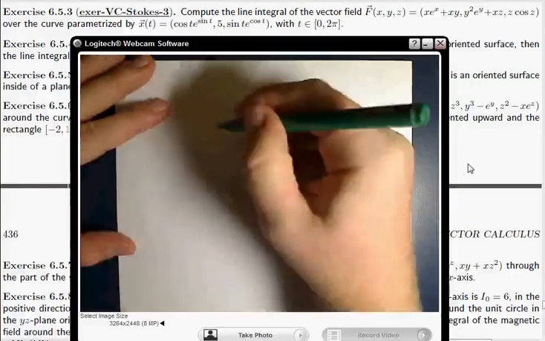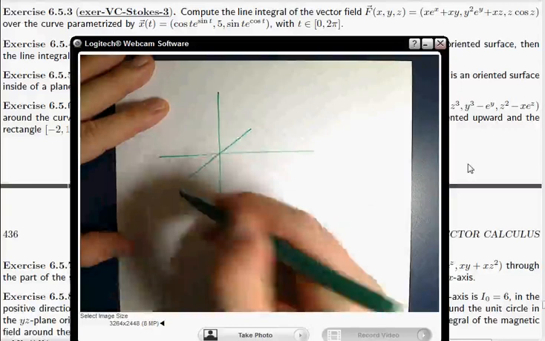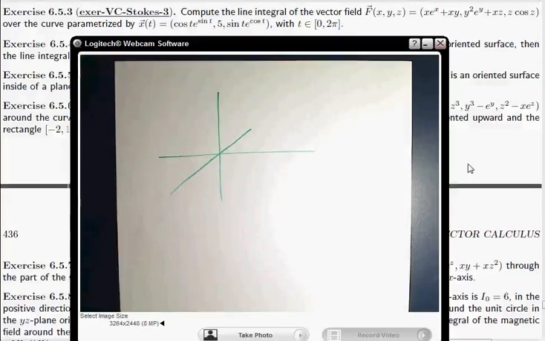Let's draw a picture of our curve. Wow, that's going to be hard to draw a picture of. But first notice that it's periodic. t goes from 0 to 2 pi, and sine and cosine are periodic, so this curve wraps back on itself after exactly 2 pi. So this is a closed curve.